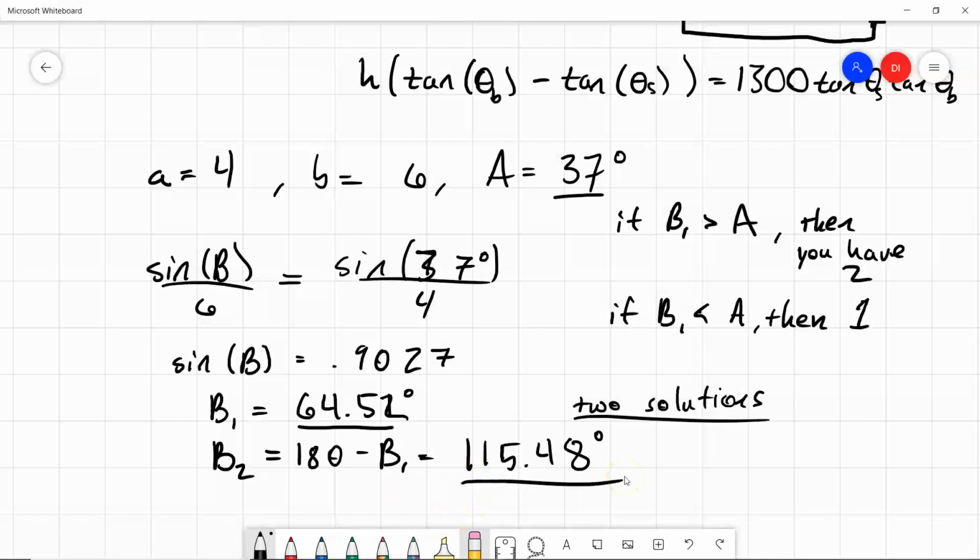If sine B is equal to 1, remember that means it's a right triangle, and that's always just one solution. And if sine B is outside of the range, then there's no triangle. Sine B is bigger than 1 or less than -1, there's no triangle.